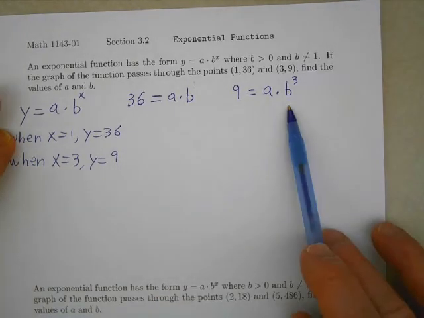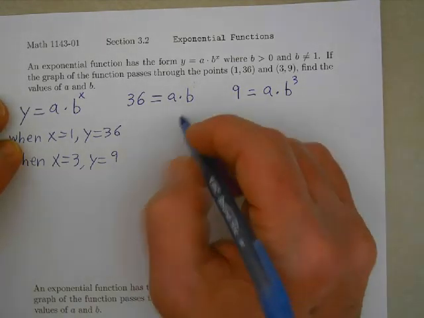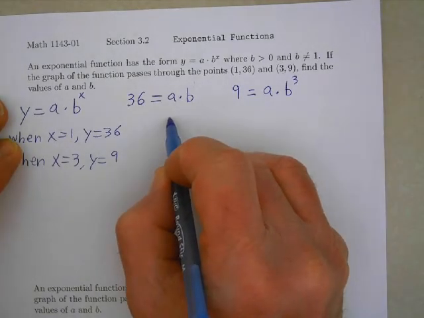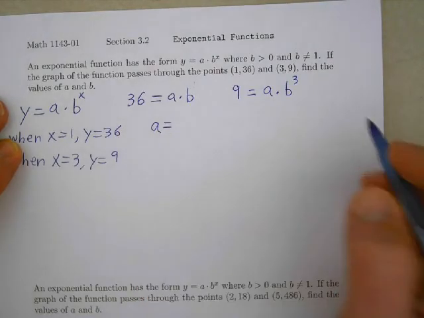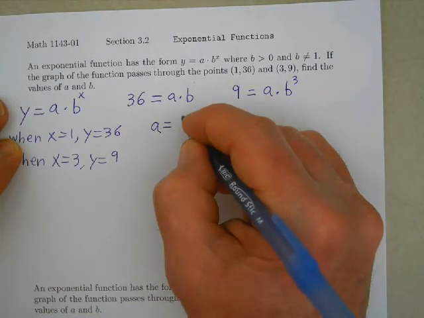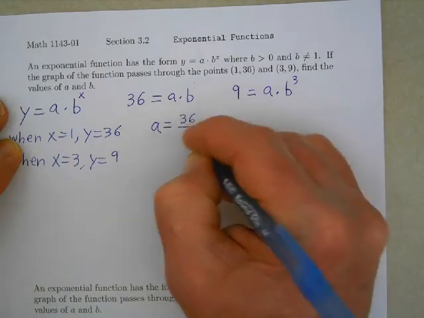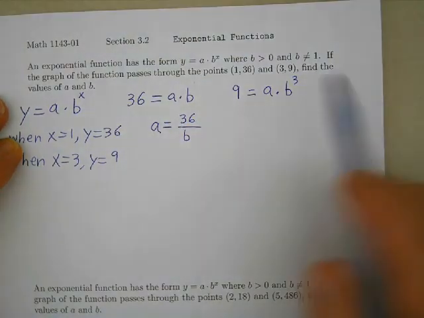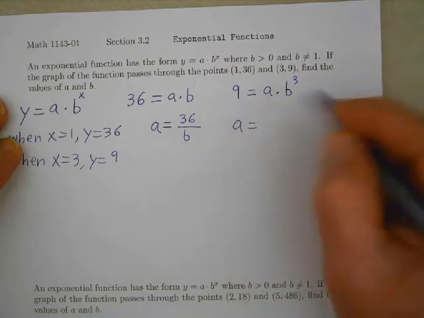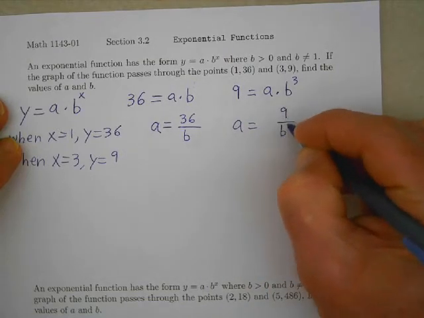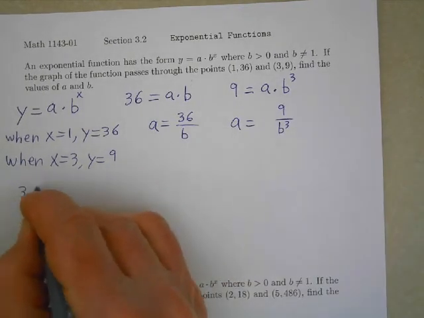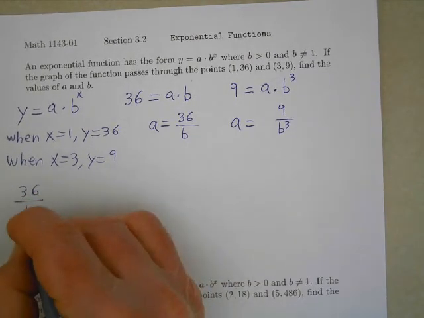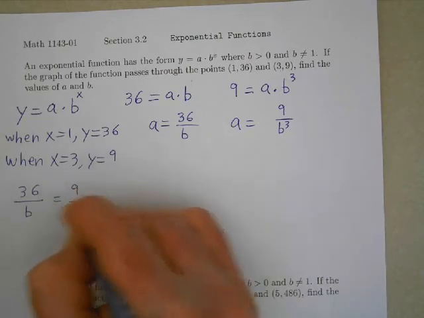There's a number of ways to go about it, but one way is just solve for the easiest variable in both. It looks like it's easier to solve each equation for a. So a is equal to 36 divided by b. And for this one, a is equal to 9 divided by b to the third. So that must mean that 36 over b is equal to 9 over b to the third.